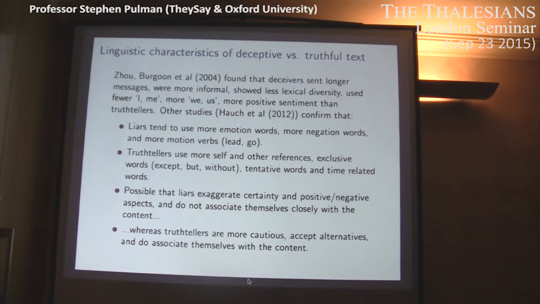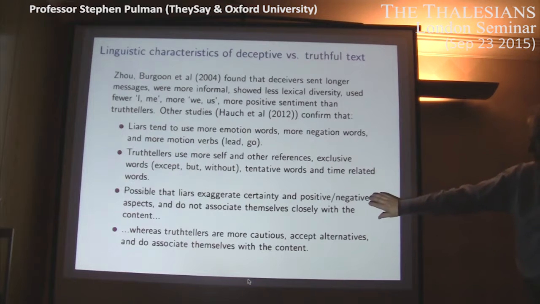Anyway, all of these studies have converged on a number of characteristics. Liars tend to use more words expressive of strong emotions. They tend to use more negations, and curiously more motion verbs. Why that should be, I just don't know. People telling the truth use more first-person references compared to liars. They use a lot more words that are indicative of caution in some way: I think that, I believe that, maybe, such and such, except.